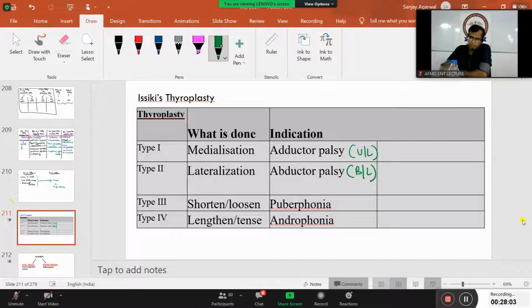What is puberphonia? Puberphonia is an adult male having a female-like voice. And androphonia is the opposite. Androphonia is a female having a male-like voice. And we come across some people once in a while, even in society. You come across, usually it is very common to have a male with a female-like voice.